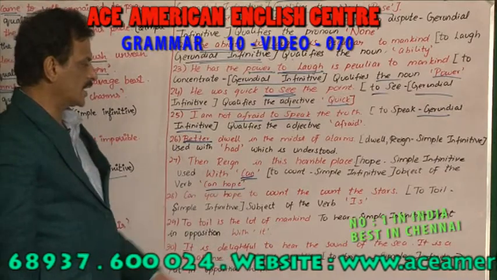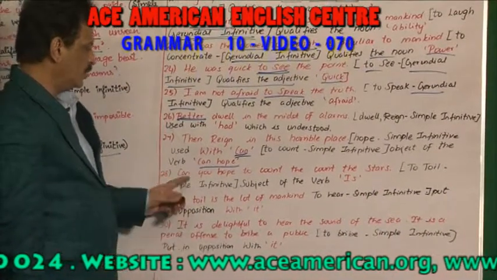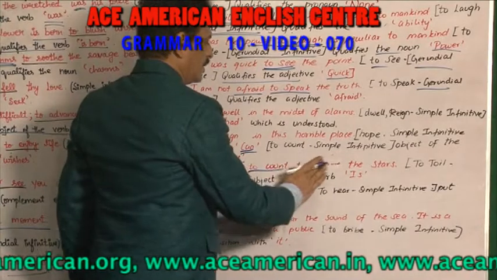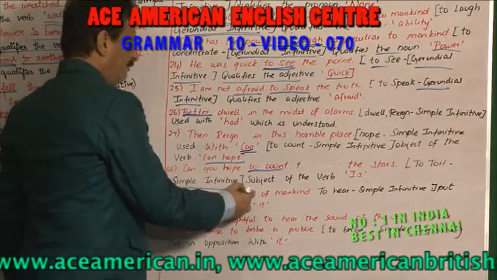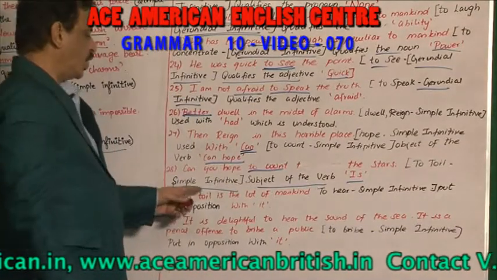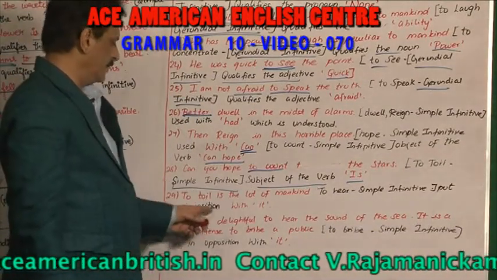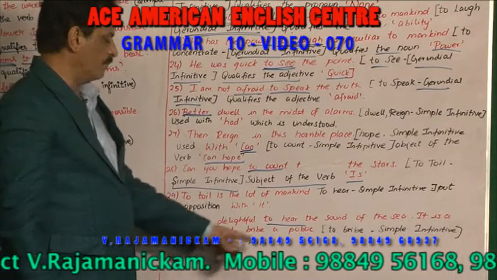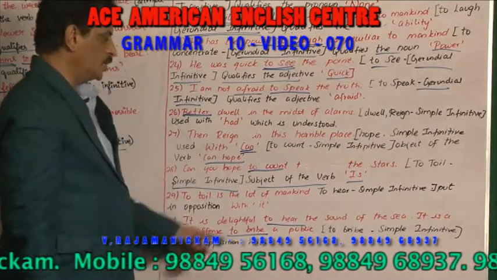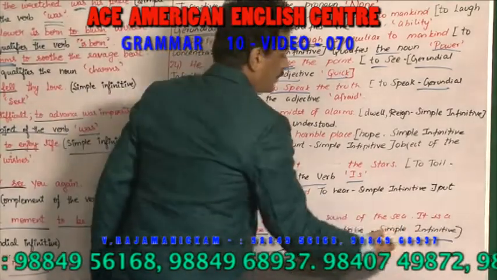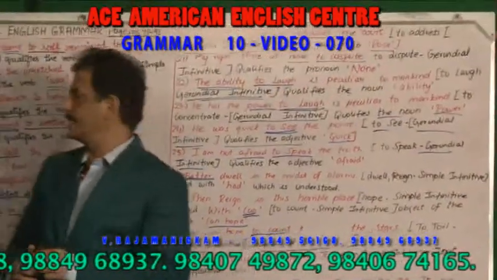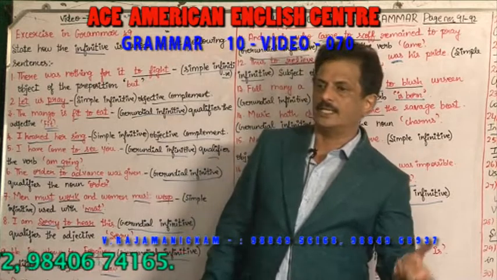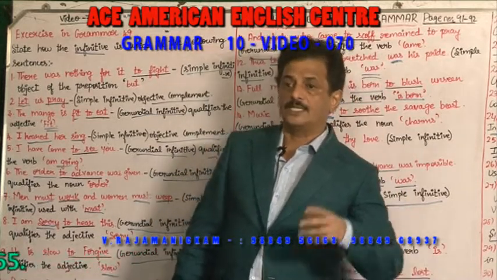Can you hope to count the stars? So 'to count' is a simple infinitive. To toil is the lot of mankind, a simple infinitive, subject of the verb is. It is delightful to hear the sound of the sea. It is a penal offense to bribe a public official. Here 'to bribe' is a simple infinitive. So, dear friends, infinitive means what? To go, to come, to write. It comes as a subject, as an object, as an adjective modifier.